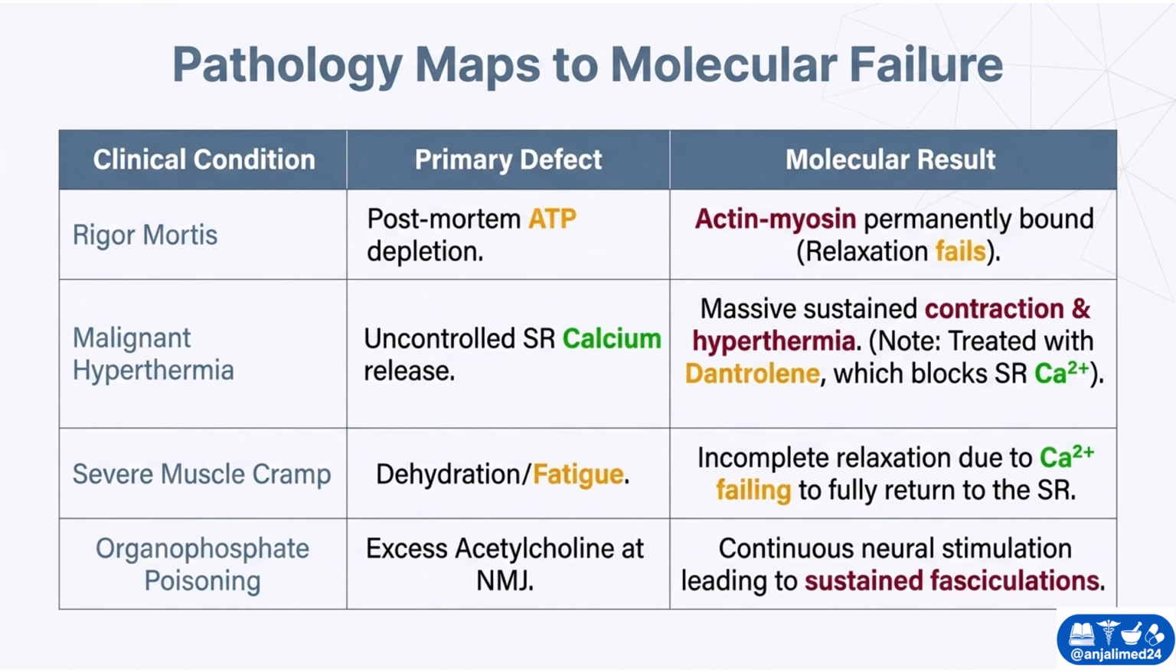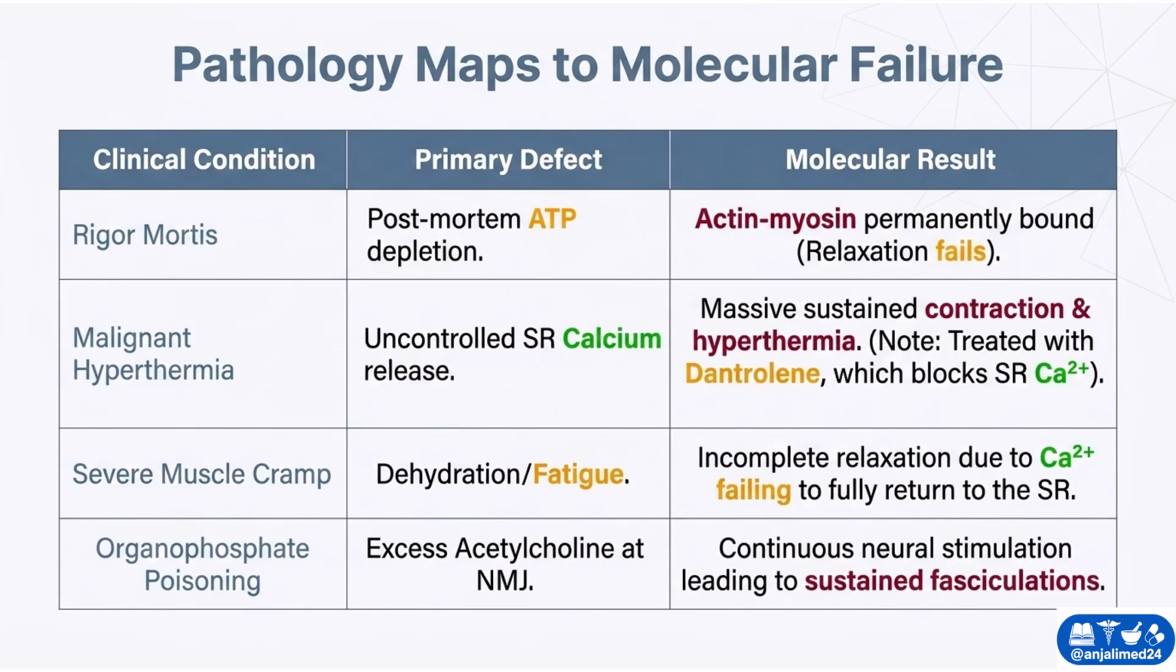Finally, organophosphate poisoning. This condition involves excessive acetylcholine accumulation at the neuromuscular junction. Normally, acetylcholine is rapidly degraded by acetylcholinesterase, but organophosphates inhibit this enzyme. As acetylcholine accumulates, the muscle receives continuous neural stimulation. The motor end plate remains constantly activated. This produces sustained fasciculations, muscle twitching, spasm, and eventually paralysis due to receptor exhaustion. Clinically, patients may also develop respiratory failure because the diaphragm becomes affected.